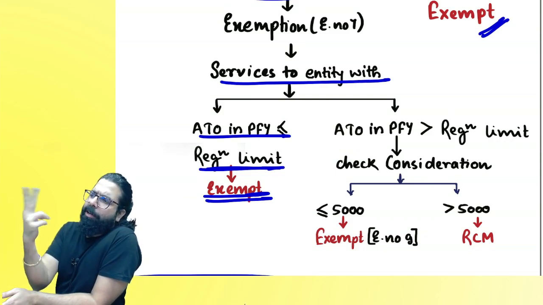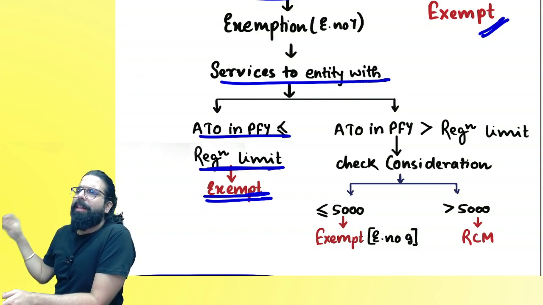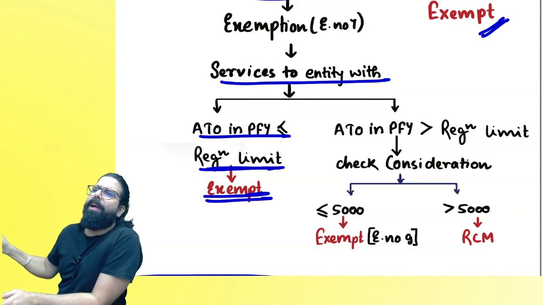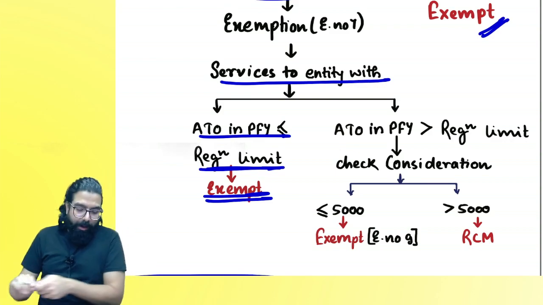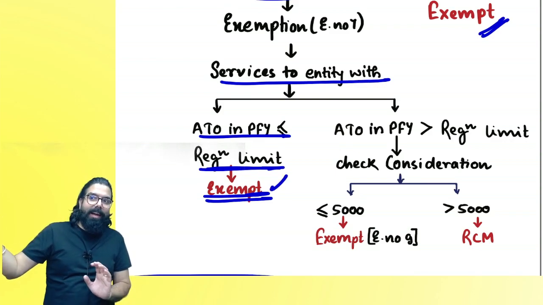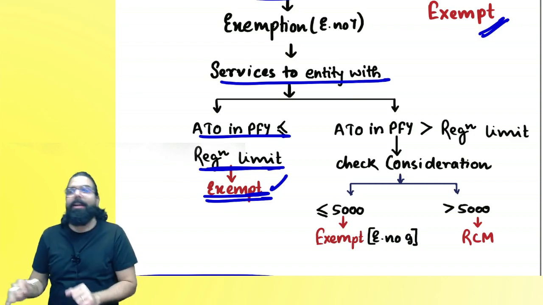What is the registration limit? 40, 20 and 10. If your turnover in the last year was less than the registration limit, then you will always be exempt. Are we clear, everyone? So Balu will be exempted if his last year turnover was less than the registration limit.